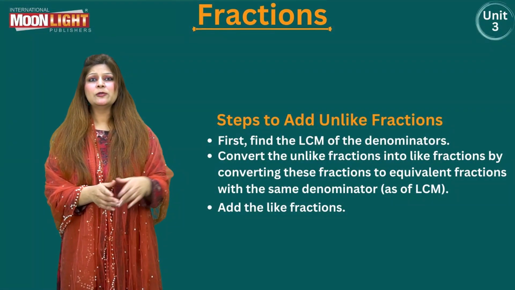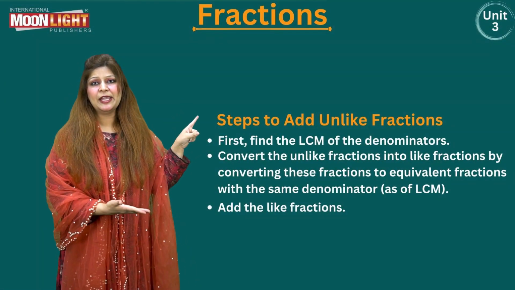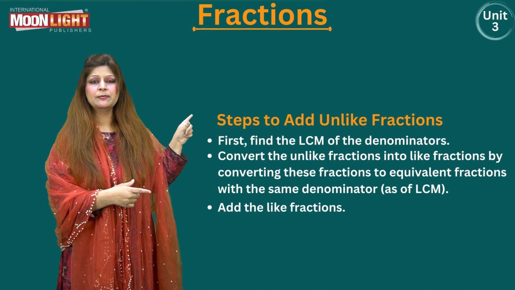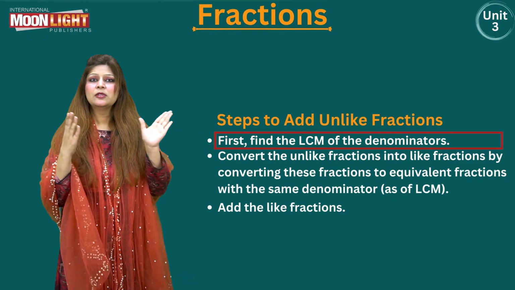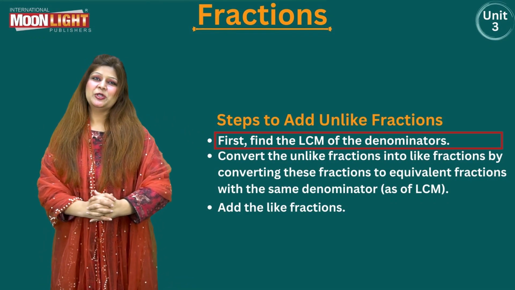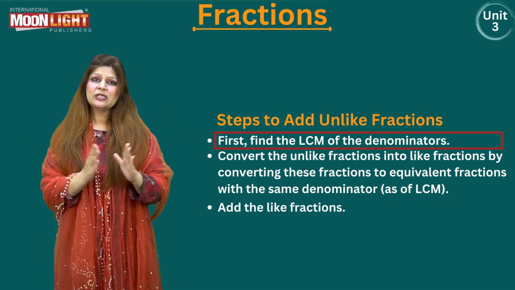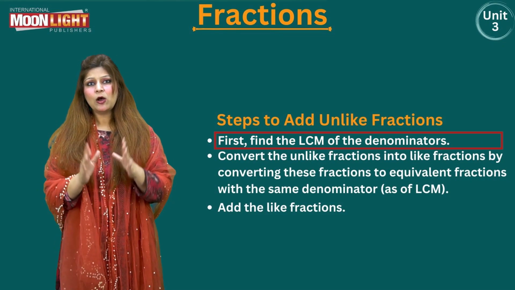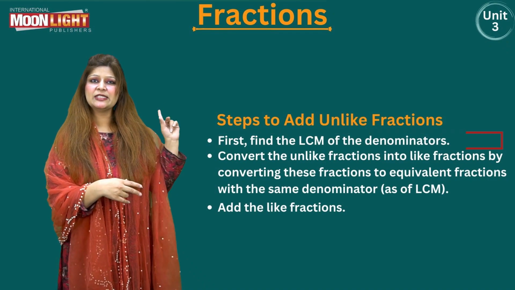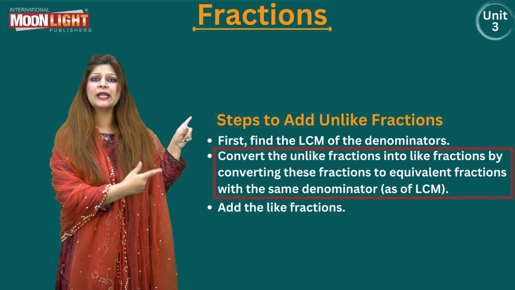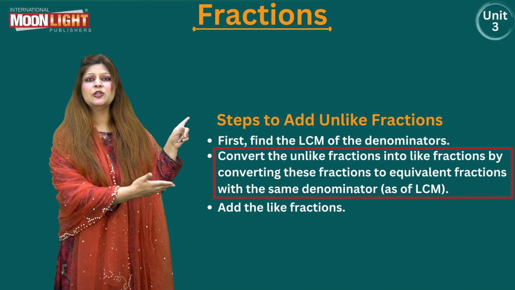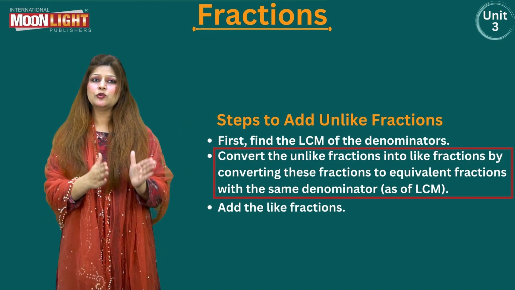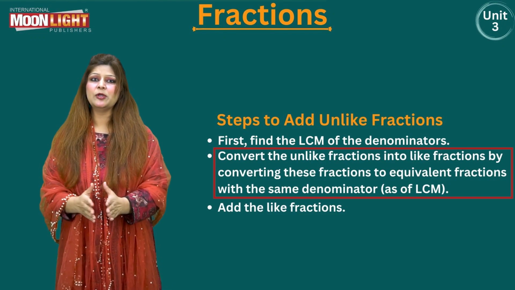Now I'm going to tell you the steps to add unlike fractions. The first step will be, find the LCM of the denominators, because the denominators are different. The second step is convert unlike fractions into like fractions, by converting these fractions to equivalent fractions with the same denominator.